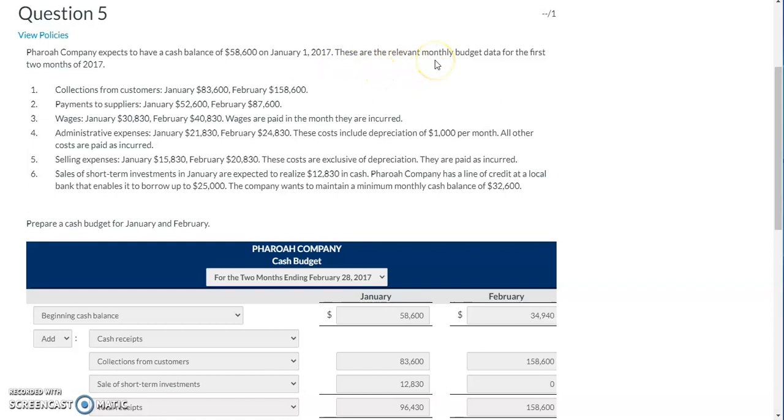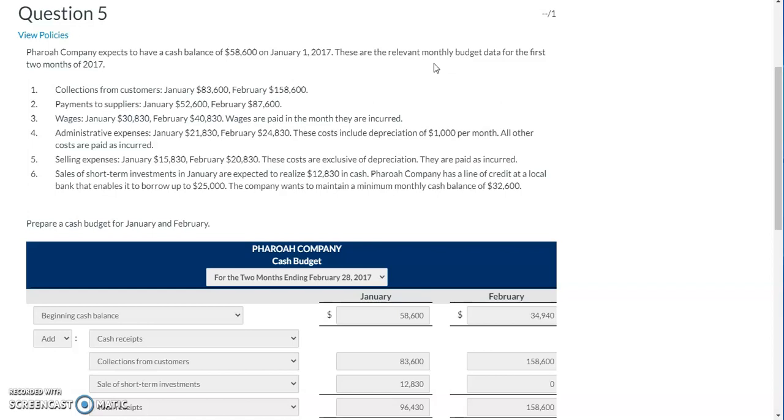So this is going to be monthly budgeted data. So this is not based on actual results, but it's based on past information to assist us in planning for the future. So budgeting is a very important aspect for businesses. You're going to be learning a lot more about budgeting in managerial accounting. So we're going to start off with our cash budget.